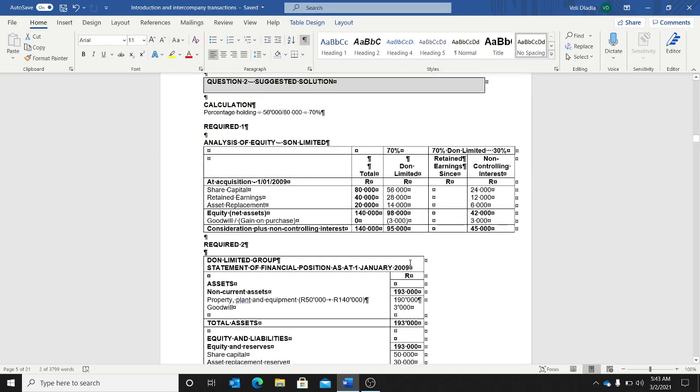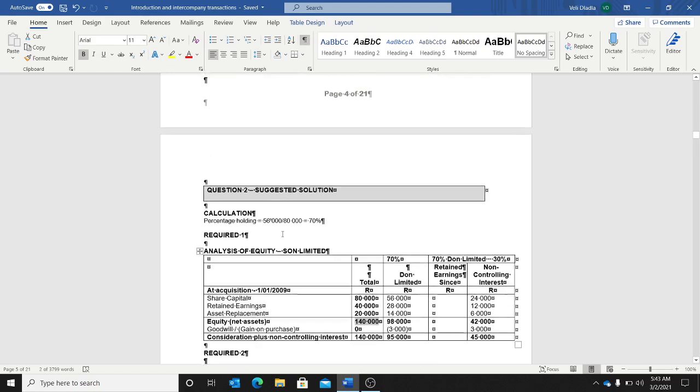Now, here it is. On the 80, you put 70% here, 30% there. On the 40, you put 28, 70% here and 30% here. Of the asset replacement of 20, you put 14,000, which is 70%, and 6,000, which is 30%. Now you add these, and this one is 140. Right.